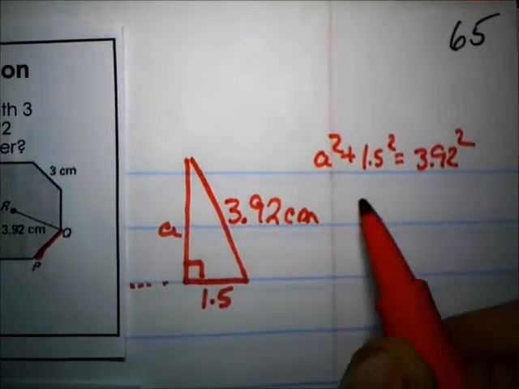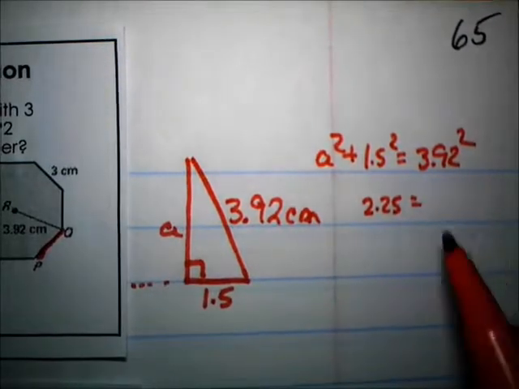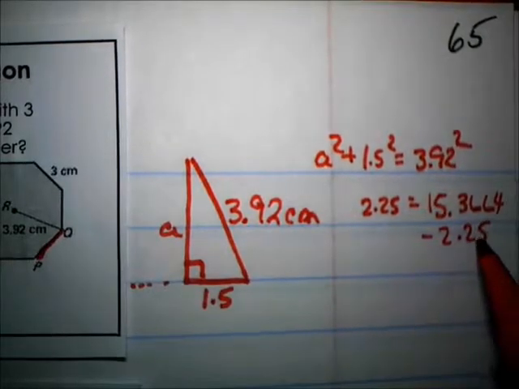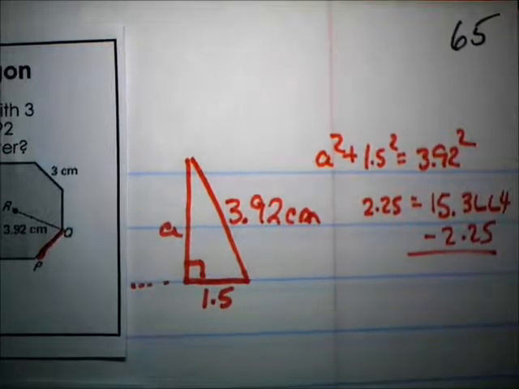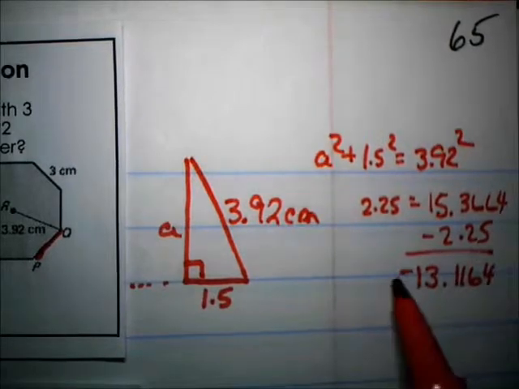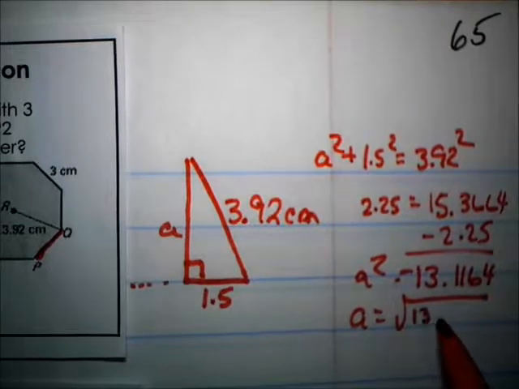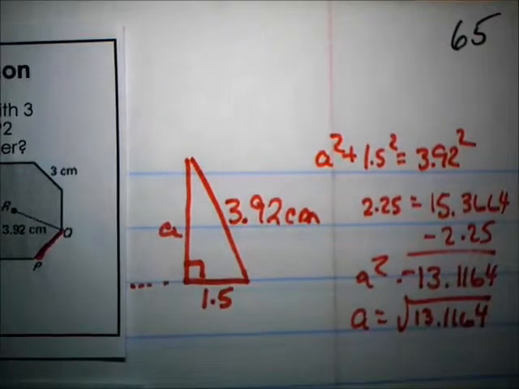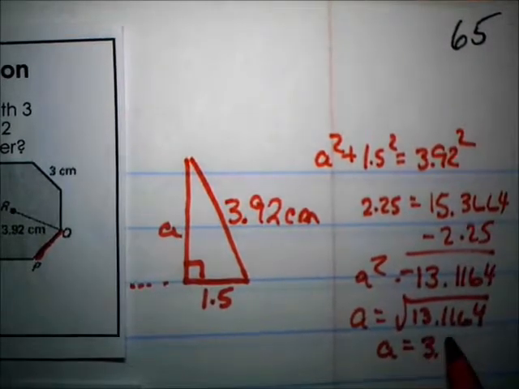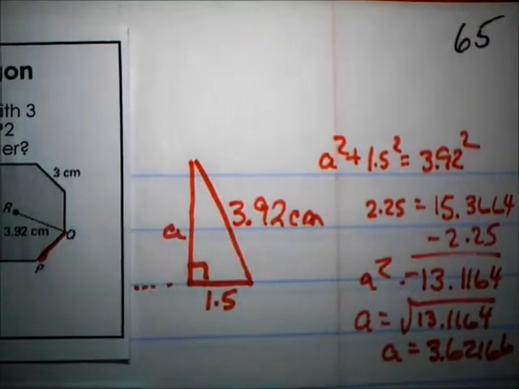1.5 squared is 2.25, and 3.92 squared is 15.3664, and I want to subtract those values and end up with 13.1164 is equal to my a squared. To get rid of that squared, I'm going to take the square root of that number. That means the apothem is 3.62166 if I round way out there on the end.